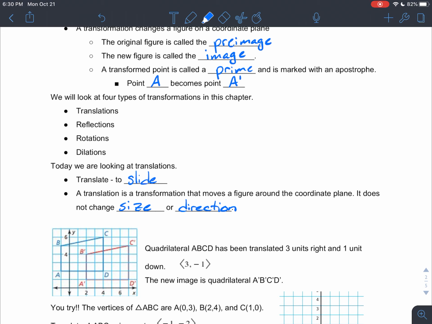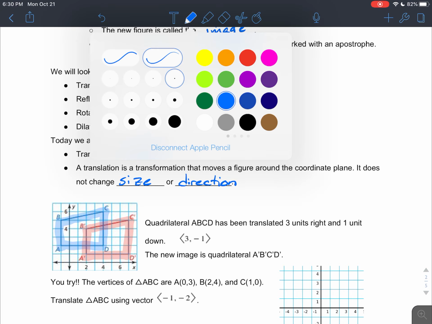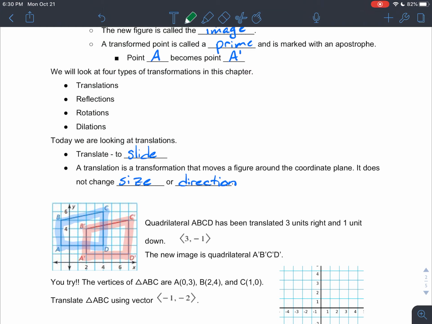So if you look at quadrilateral A, B, C, D here, I don't know how well it showed up, and then you look at quadrilateral A prime, B prime, C prime, D prime, if you look at each point, A was slid right 3 down 1. B went right 3 down 1. C right 3 down 1. So each point went right 3 down 1.